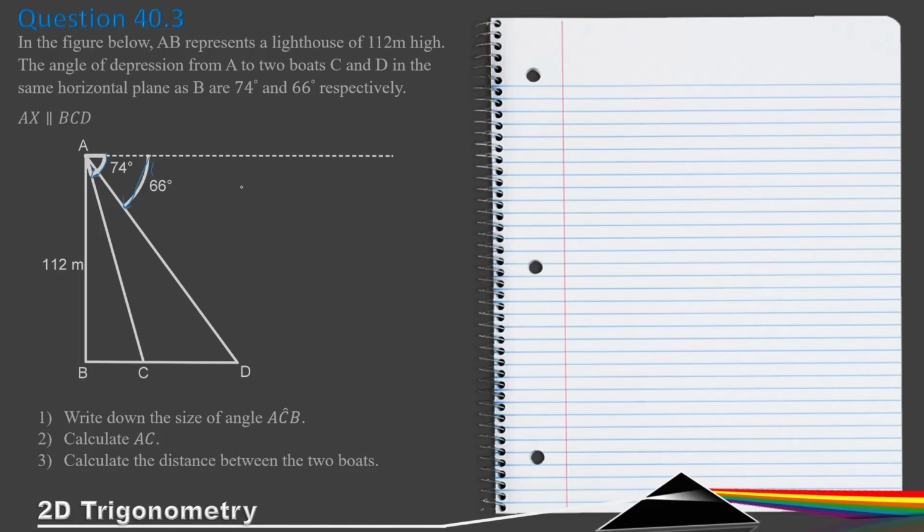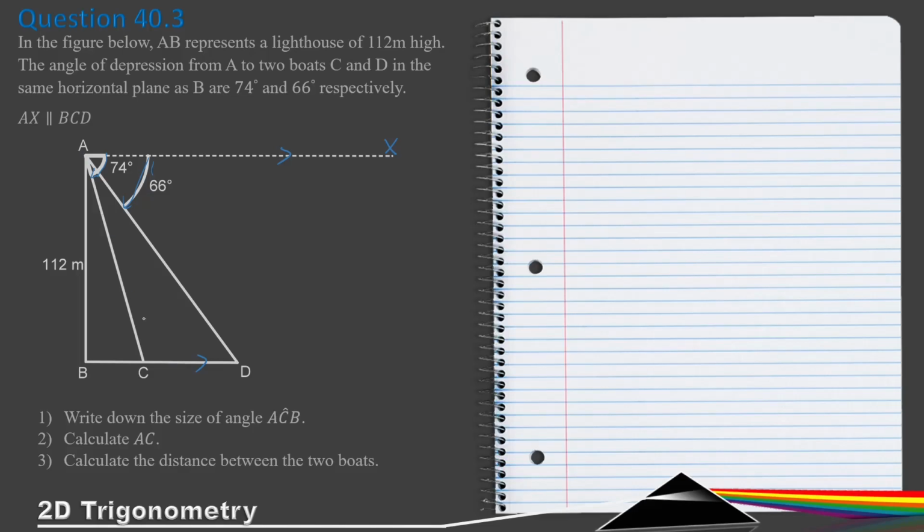Okay, then we're also given that AX, so this should probably be X over there, AX is parallel to BCD. So these two lines are parallel. Now write down the size of angle ACB.